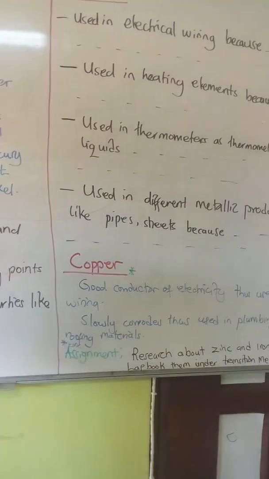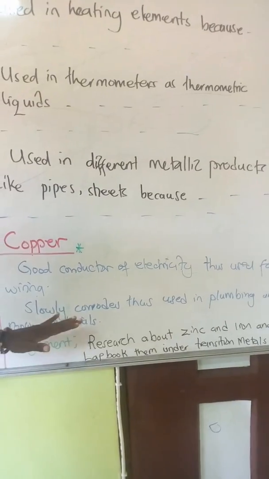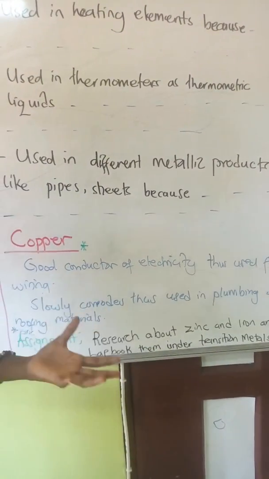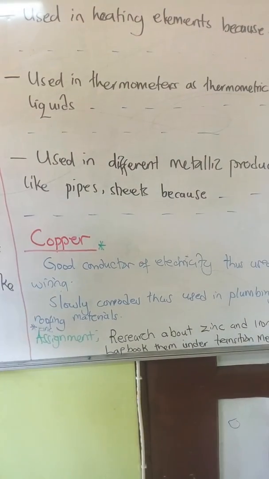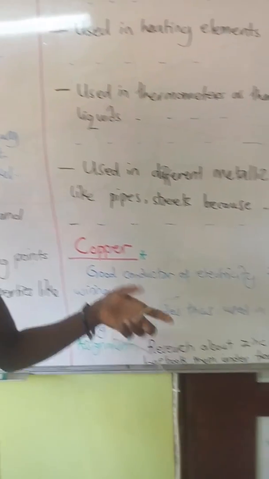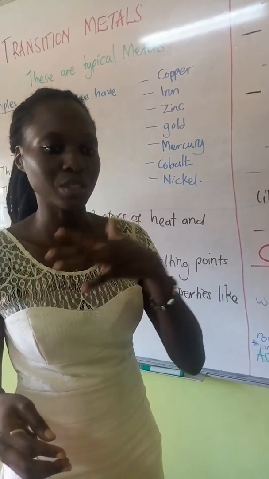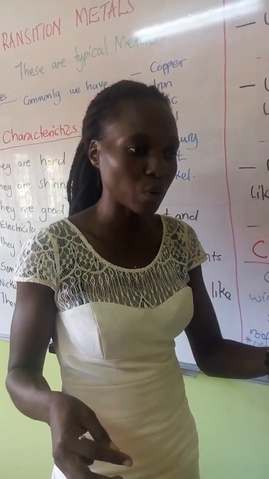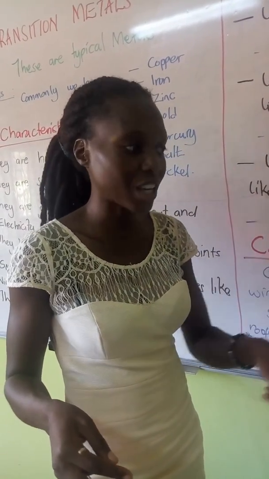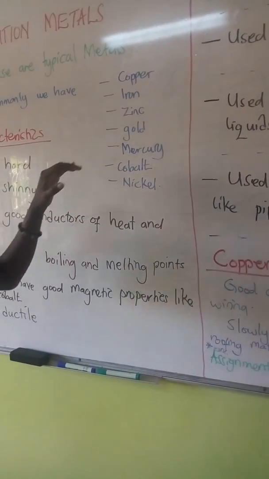It is used for electrical wiring simply because it is a good conductor of electricity. And the other thing, it slowly corrodes. Like, it takes time for it to rust. And thus, it is used in plumbing and roofing materials, like plumbing pipes, the ones where they use water. We use it because it will take time for it to rust. Okay, it does react, but it takes time for it to react with water, where we have oxygen, to create rust. And next, we can look at the zinc and then iron.